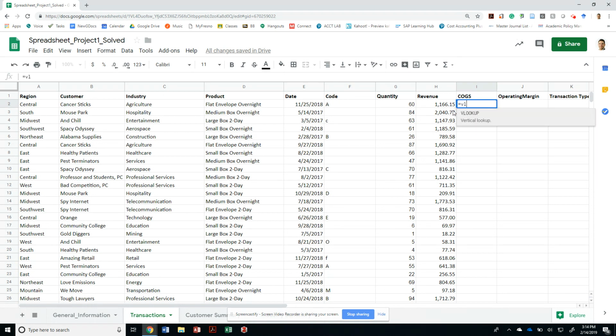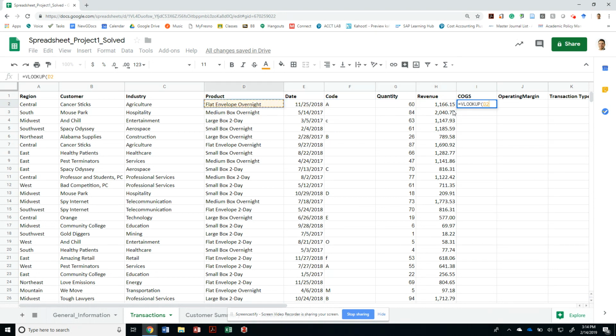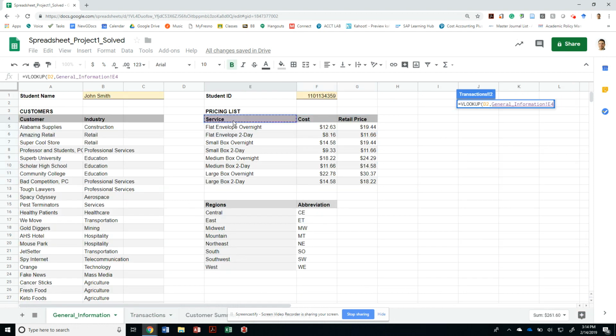So I'm going to use the same thing that I use for my revenue, which is a lookup based on the product name or the service name. And where is the price list or the cost list? Well, it's right here on the same range. In this case, I can use the same thing, right?